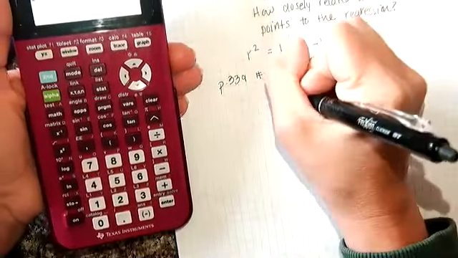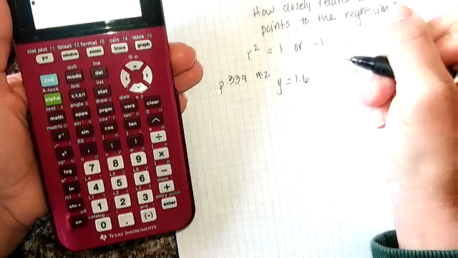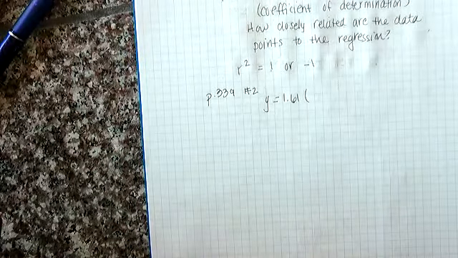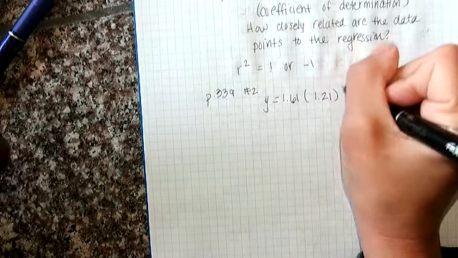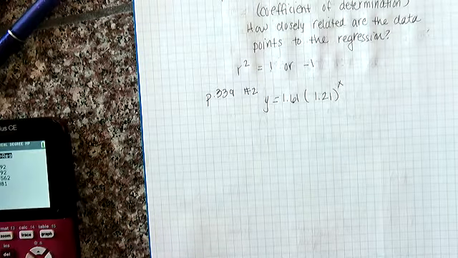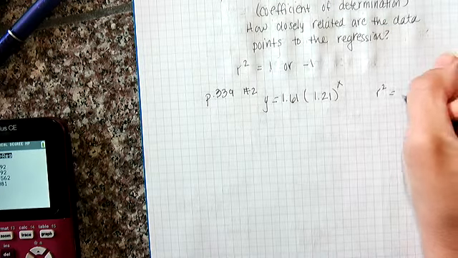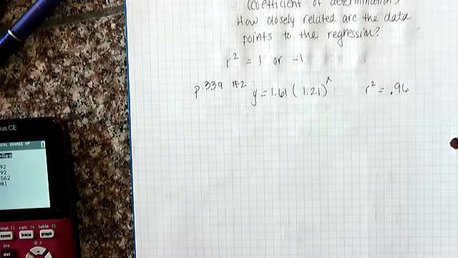So we're going to have y equals a, which is 6.1, times b, which is 1.21 to the x. So there is our exponential regression. I'm going to write down that r squared is 0.96. That means that there's a 96% positive relationship between the data and the exponential regression.